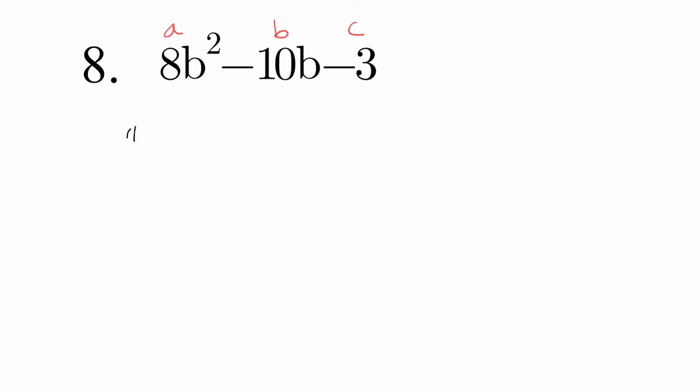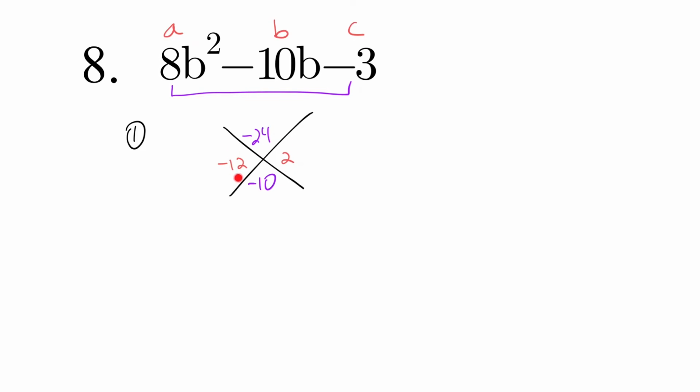So first, let's go ahead and multiply a times c. So we have 8 times -3, that's -24. b will be -10, that's the middle term. So here's the b, -10. So two numbers are multiplied to -24, and they combine to -10. That will be -12 and 2.